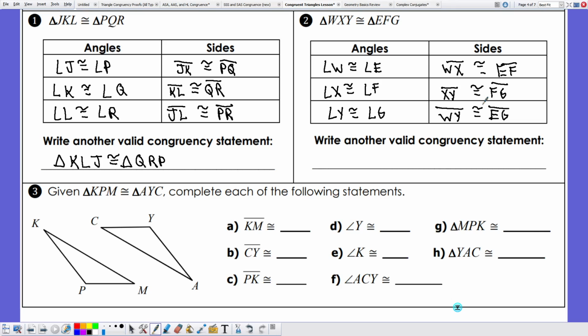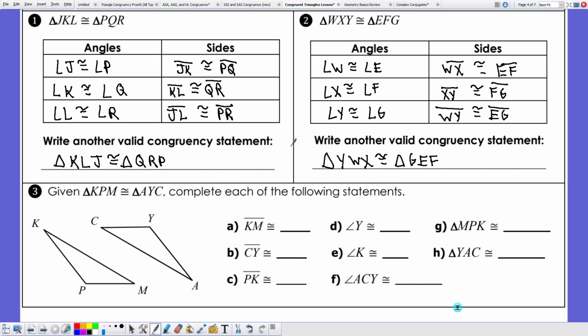Another valid congruency statement, well, let's do triangle YWX. That's going to be congruent. Well, Y matches up with the G, so triangle G. W matches up with E. And X matches up with F. So triangle YWX matches with triangle GEF.